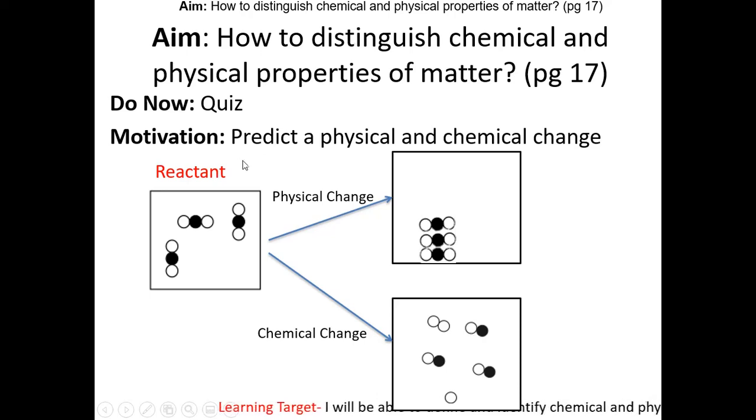So there's a bunch of words I want you to know. First one is reactant. Reactant is what you start with, and product is what you end up with after you do your change.